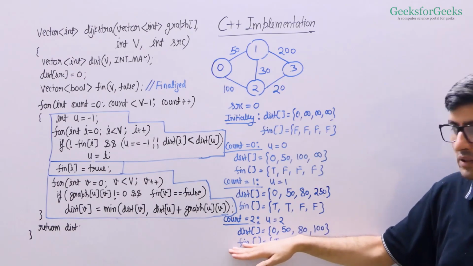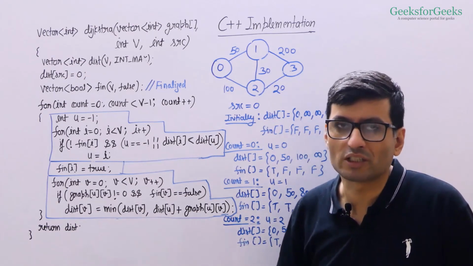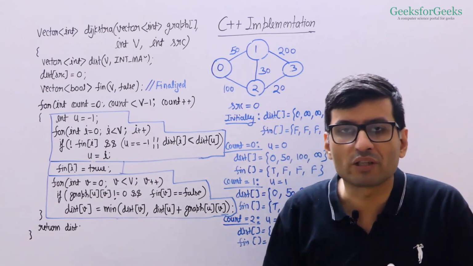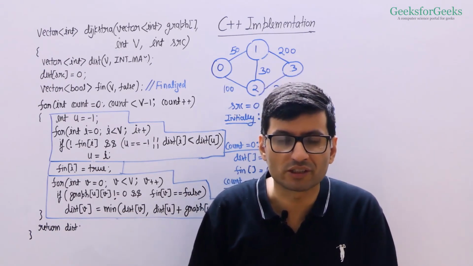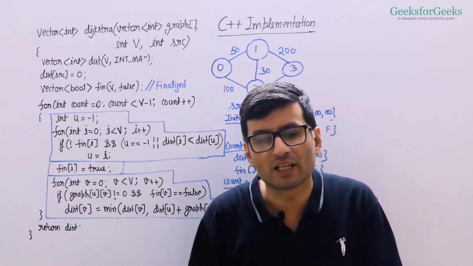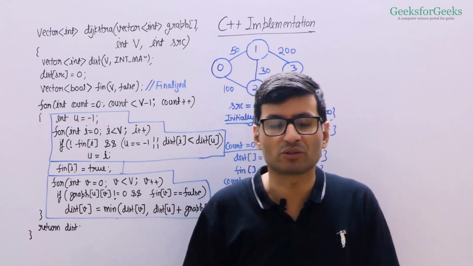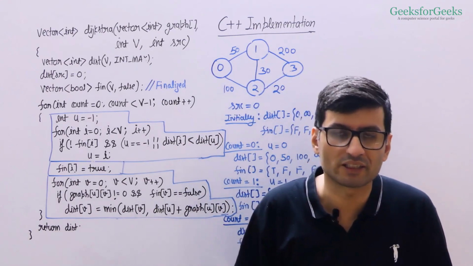And this is where we stop. We are running the loop only v minus 1 times, not v times. Because once you have finalized v minus 1 vertices, the distance of the last vertex must have been finalized. Because after finalizing every vertex, we relax its adjacent, right?